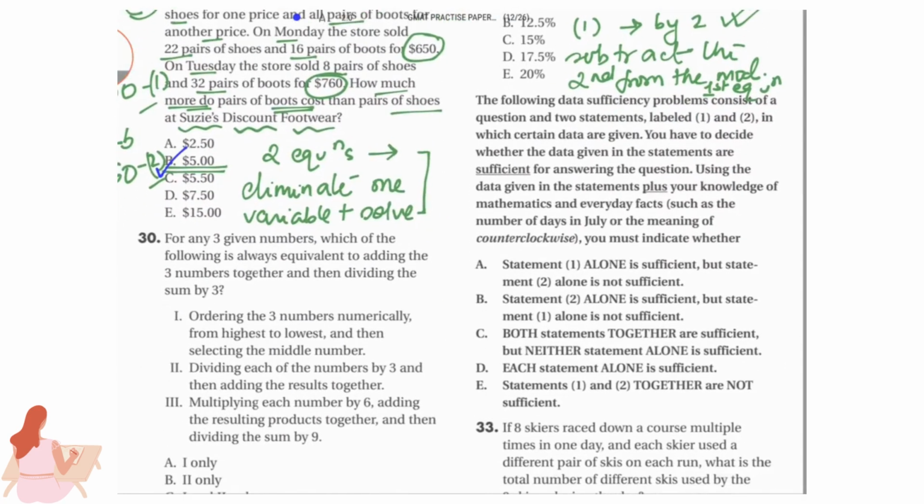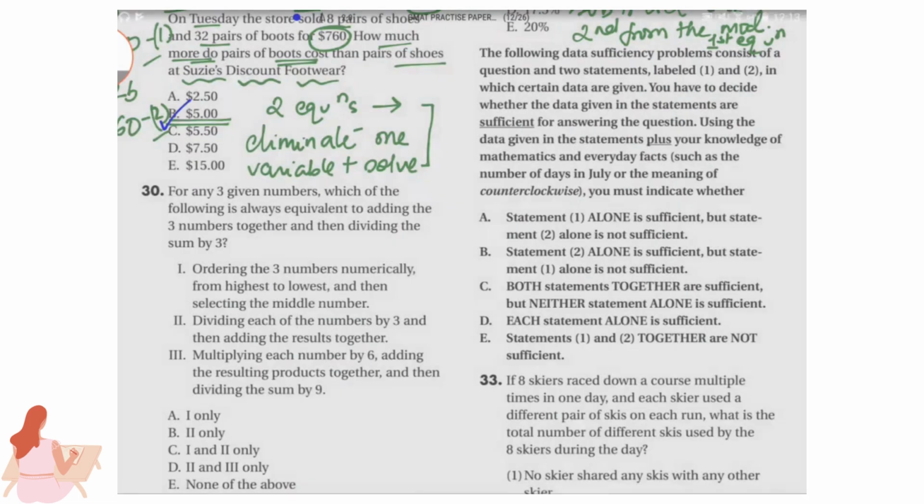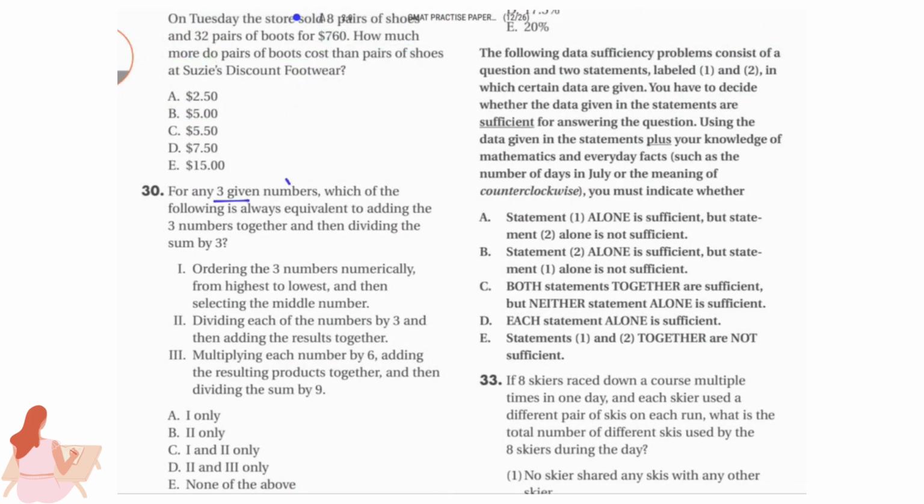Question number 3 says, I'll just clear the page so it is convenient for me. Okay. For any three given numbers, which of the following is always equivalent to adding three numbers together and dividing the sum by 3? First is ordering the three numbers numerically from highest to lowest and then selecting the middle number. 2 says dividing each of the numbers by 3 and then adding the results together. And 3 says multiplying each number by 6, this is the factor they have used, adding the resulting products together and then dividing the sum by 9.